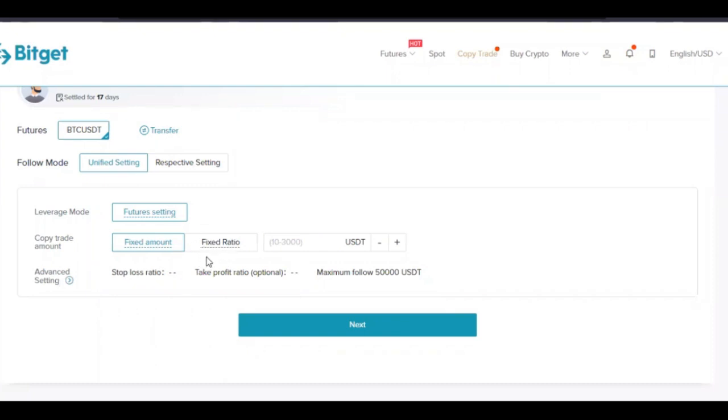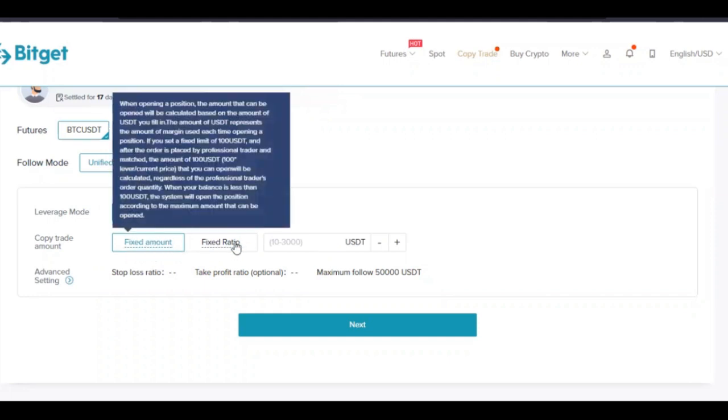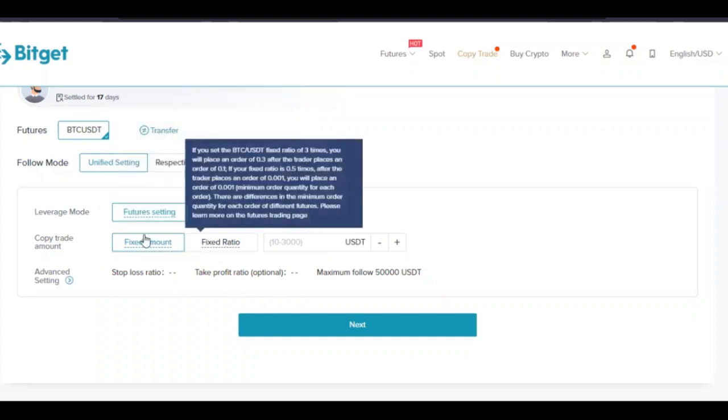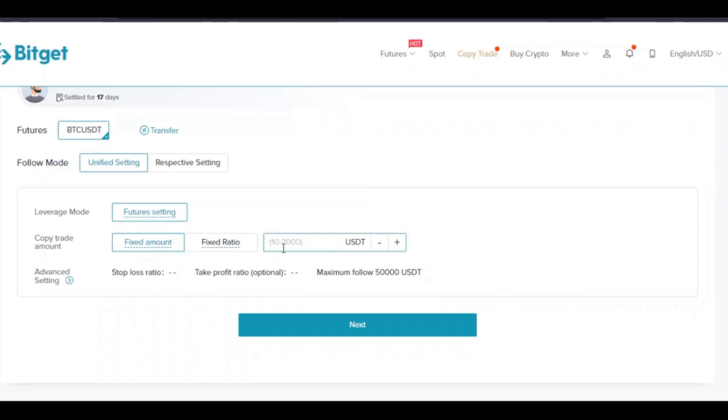Now, what I can do here is I always use the fixed amount. So I always use fixed amount, and here it tells you that the minimum is from 10 USDT to 3000 USDT. That is the minimum you can start copying. What it simply means is that if I put 10 USDT here, for every position that is open on my account, it will be within that range of 10 USDT. It can't go above 10 USDT.